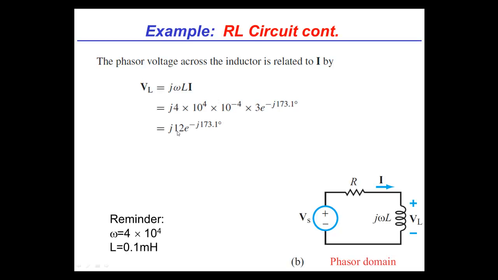And we'll get 12, j12 e to the minus j173. But there's a j here. What are we going to do now? Well, the difficulty here is I have the j, but I also have my polar coordinate representation of the rest. Well, I do know one thing that's kind of useful for us.